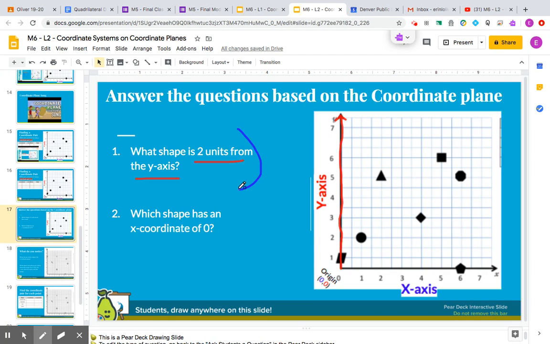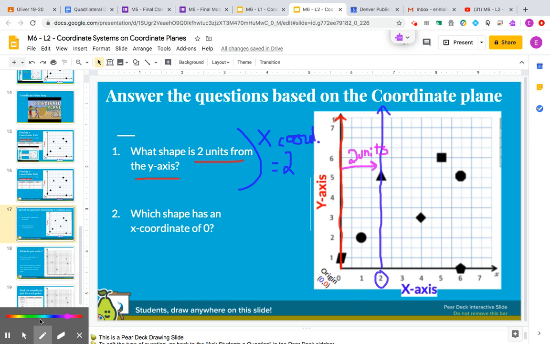So when it's asking us what shape is 2 units away from the y-axis, it's saying that my x coordinate is 2. So I'm going to go over to my x, I'm going to find 2, and I'm going to draw a line all the way up from my x is 2. And I'm going to see, if this is my y-axis, I'm 2 units away. So I moved over 2 units. So my x is 2.